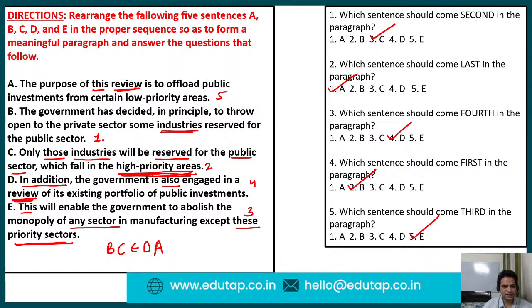The government has decided in principle to throw open to the private sector some industries reserved for the public sector. Only those industries will be reserved for the public sector which fall in the high priority areas. Now, this will enable the government to abolish the monopoly of any sector in manufacturing except these priority sectors, right? Then D, in addition, the government is also engaged in review of its portfolio of public investments, and the purpose of this review is to offload public investments from certain low priority areas.